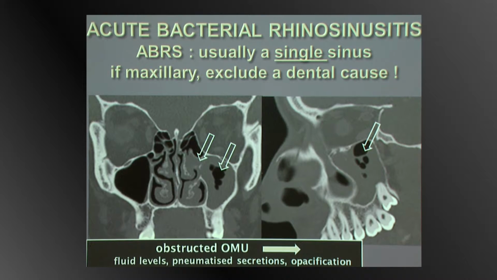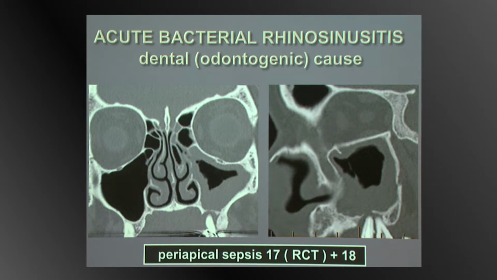So we see the fluid level, we see the mucosal thickening, obstructed OMU, we do our sagittals, and we check for dental sepsis. There's none. Okay, as in contradistinction to this case, where we have periapical and periodontal sepsis around the root of 1-7. Sorry, 2-7 and 2-8.